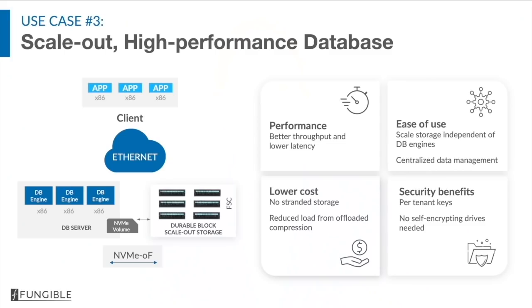This is for scale-out databases, where we'd replace direct attached storage with scale-out FSC storage. We see four advantages. First, you get better performance, as we will show in the next chart, both better throughput and lower latency. We also can get you lower cost by using FSC because there are no stranded resources with the direct attached storage. Furthermore, we can reduce load because of the offloaded compression. We also offer better ease of use because we can do centralized data management. And then finally, we offer better security because of the use of per tenant keys.